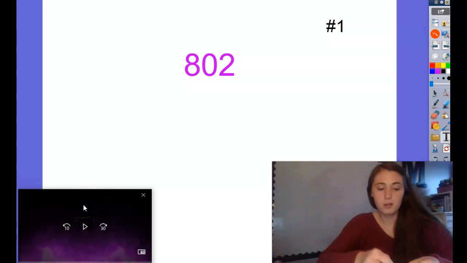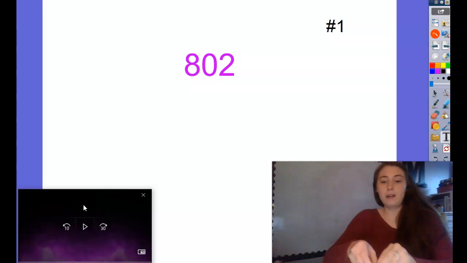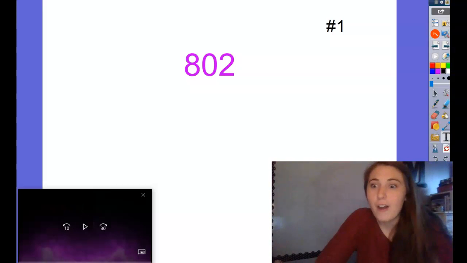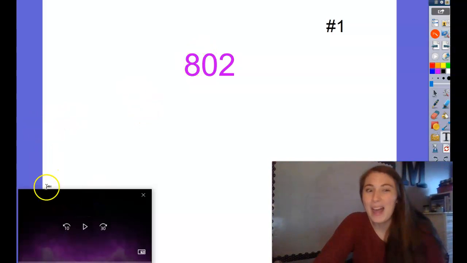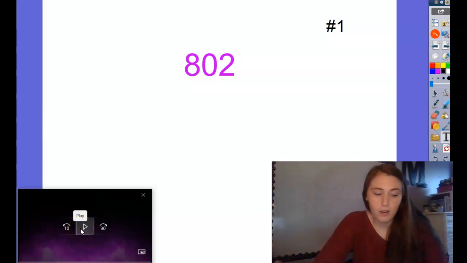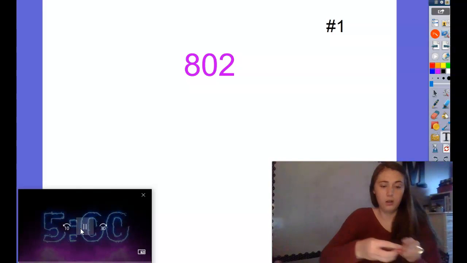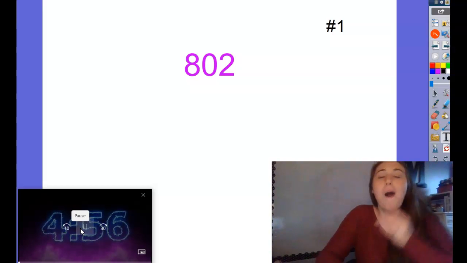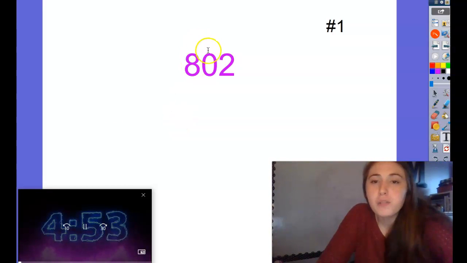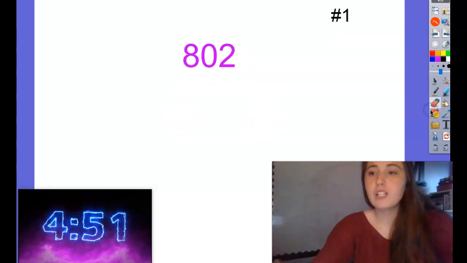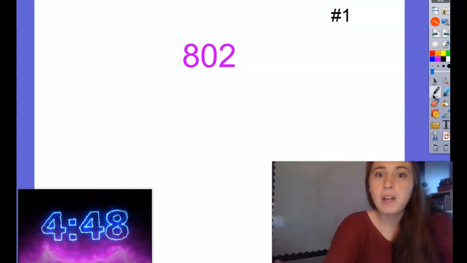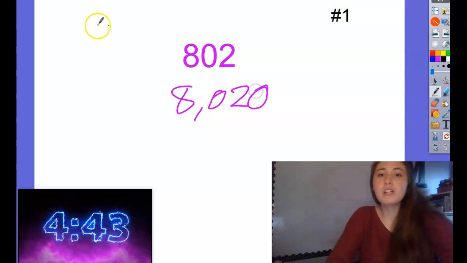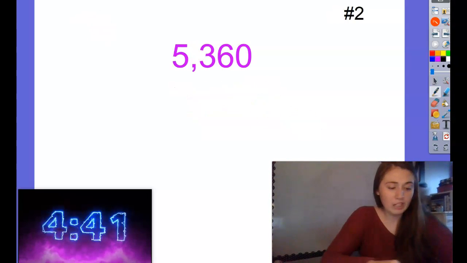I have to open my Starburst. Oh my gosh, this is so stressful. Okay, have them open. 5 minutes to open 12 Starbursts, solve the problem, and change it. Ready, set, go. Oh my gosh. Times 10. 802 times 10. Hundreds place, tens, ones. So if I want to change this, I'm going to make the 8 into thousands, 0 into hundreds, 2 into tens, 0 into ones. 8,020.